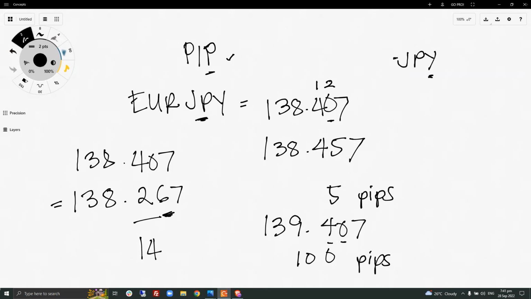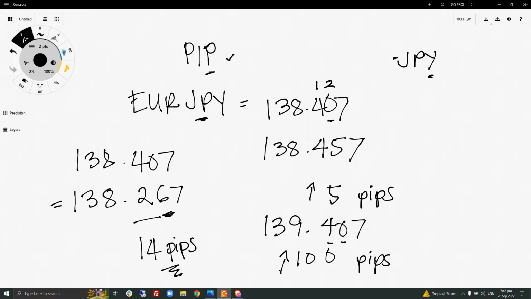It just so happened na ang movement niya is pababa, right? So on this case, from 138.407, nag-move siya going down. So ibig sabihin, si price nag-move ng 14 pips. Just on the previous example lang natin, tumaas naman yung price ng 5 pips. So dito is tumaas din siya ng 100 pips. So regardless kung umangat or bumaba yung price, the difference would always be in terms of pips.